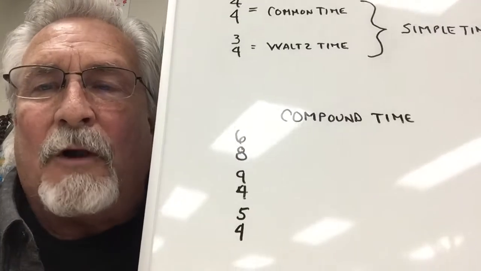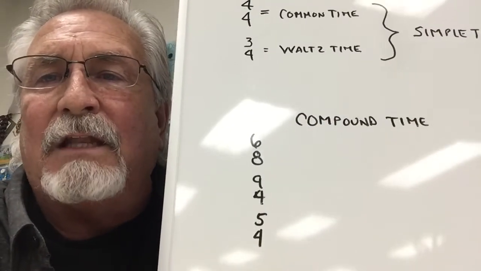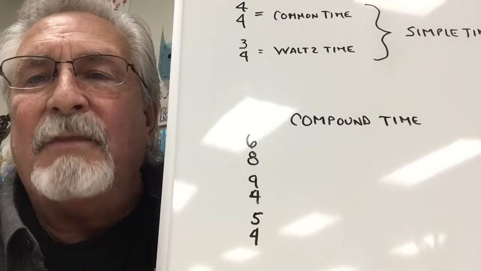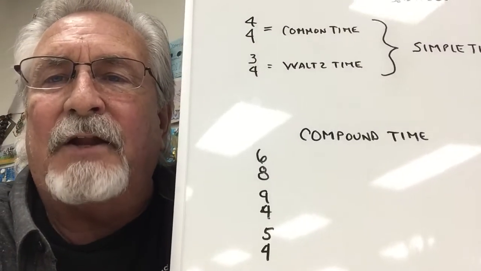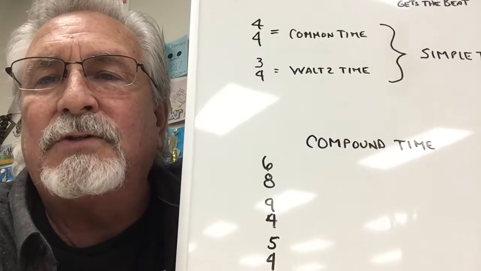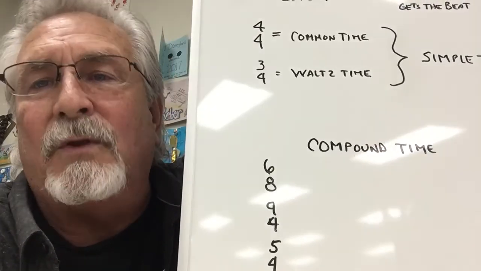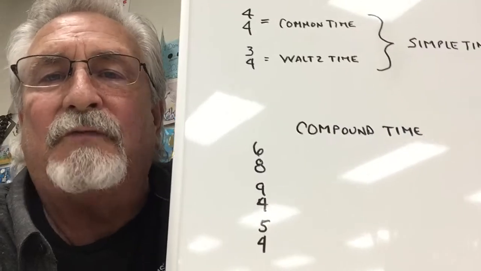And then 5/4, I think we play that a little bit at the end of The Incredibles, Mission Impossible. 5/4 time. That's oftentimes counted 1, 2, 3, 1, 2, or 1, 2, 1, 2, 3. 5/4.